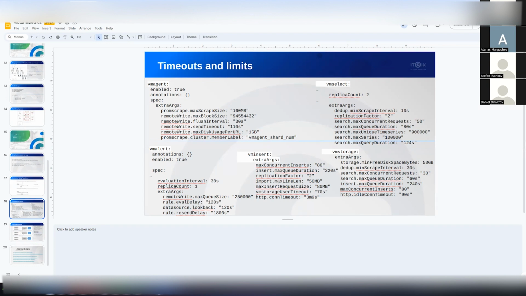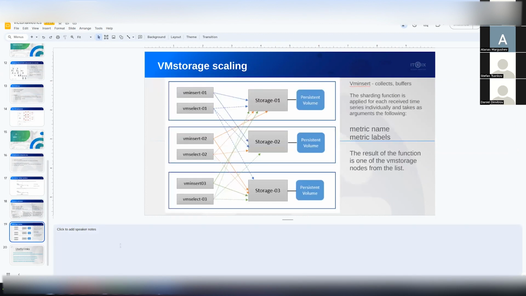I think there are some limits which would tell us, it was here, this parameter, a similar parameter, is actually present also on one of the VMInsert or storage components, but it would say that we cannot have more than this amount of series recorded, and it would drop this packet. So coming back to the storage problem, where the write time was actually a problem for us.